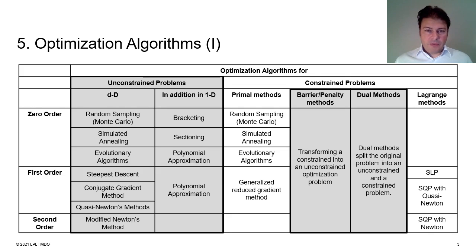And in our big overview, you can see that we covered this part. We also covered particular one-dimensional zeroth order optimization algorithms for the line search. And for constraint problems, we covered barrier and penalty methods and one dual method, the so-called augmented Lagrange method.